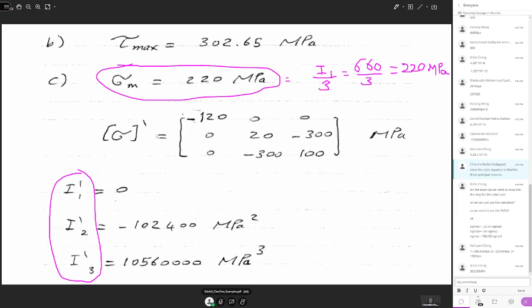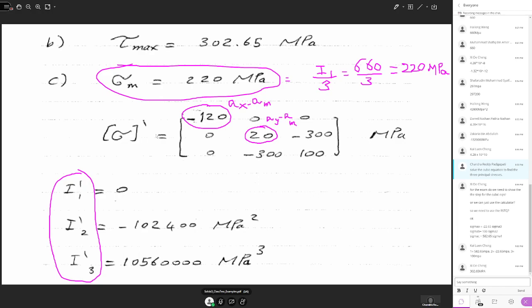Now to calculate this I1 dash, I2 dash, I3 dash, you need to write the deviatoric stress tensor. So deviatoric stress tensor, the first one is sigma x minus sigma m. So sigma x is given as 100 and sigma m is 220. So 100 minus 220, you get minus 120. So the other shear stresses we write as it is. So this one is sigma y minus sigma m. So sigma y given is 240. So 240 minus 220, that gives you 20.